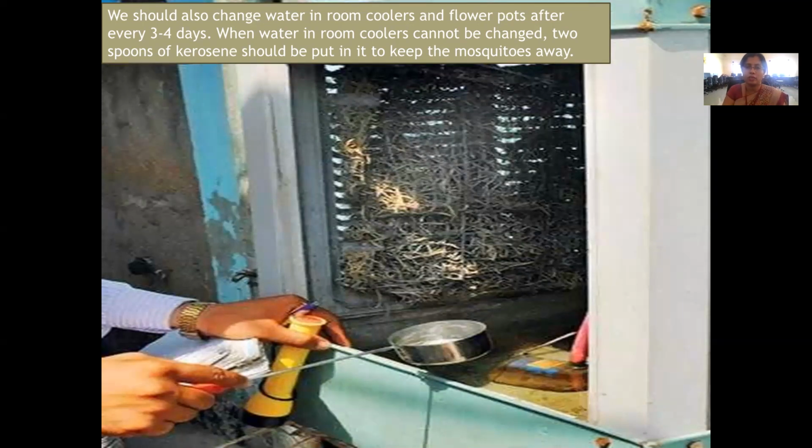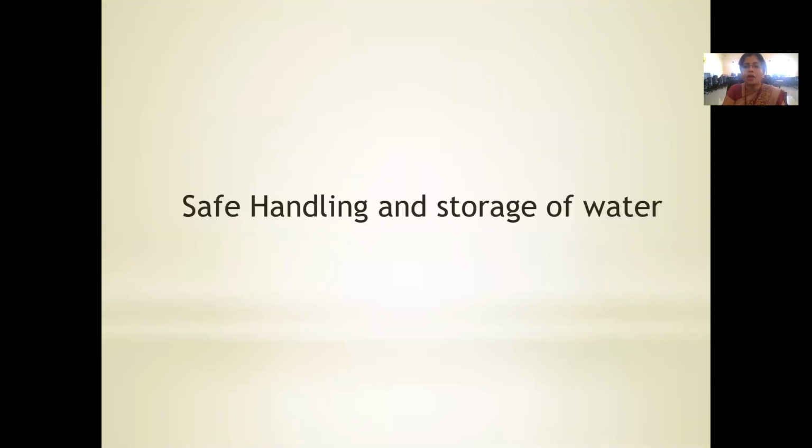If you're not able to change the water in the air cooler, here is one small tip: take 2 spoons of kerosene oil and put it in the water of the air cooler. This kerosene oil will keep the mosquitoes away. Don't start pouring lots of kerosene; I'm just talking about 2 spoons of kerosene oil.